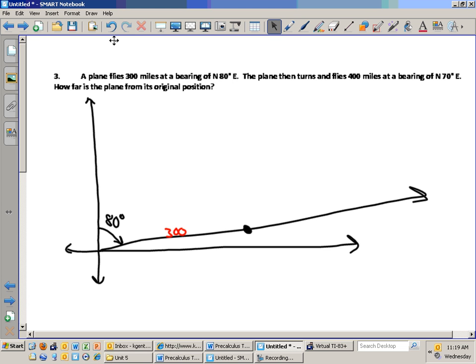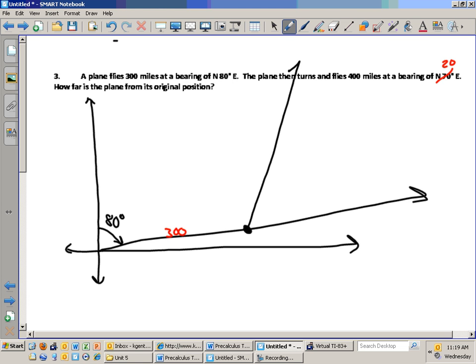Okie dokie. Then the plane turns and flies. Oh, I switched this. I'm sorry. We could still do the problem with north 70, but the triangle is really, really obtuse, and it's just harder to draw. It's much easier if we go 20. Sorry. I meant for it to be 20. So straight north from here would look like that, right? So north 20 degrees east would look about like that, right?